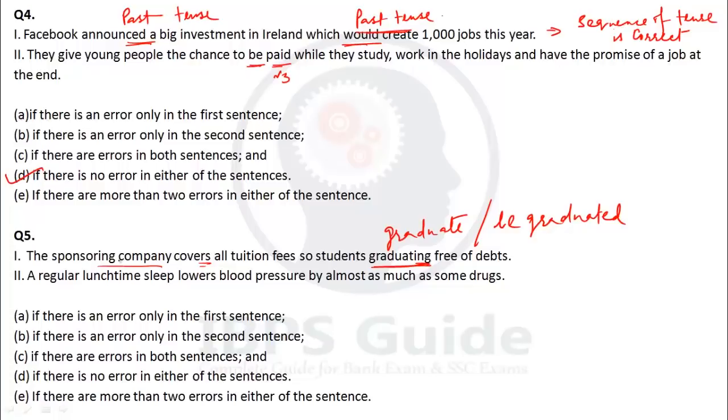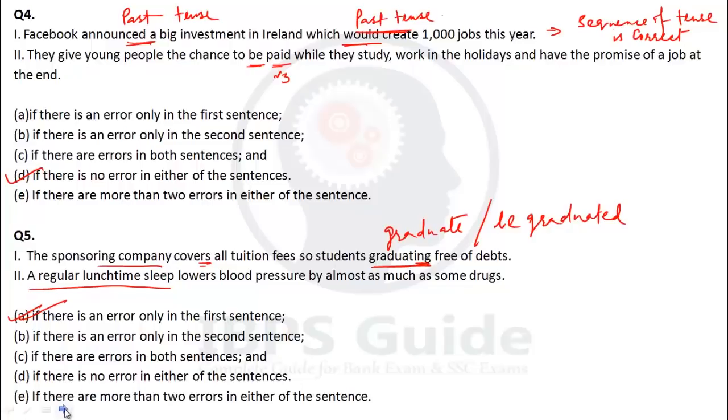So the sponsoring company covers all tuition fees, so students graduate free of debts. Yeah, students be graduated free of debts. So we don't need any graduating. Second sentence, a regular lunchtime sleep lowers blood pressure by almost as much as some drugs. Look, a regular lunchtime sleep, that is the subject, lowers blood pressure by almost as much as some drugs. So here we'll make no changes, no errors also. So our answer will be only first. That is, if there is any error, first sentence. That is option A.